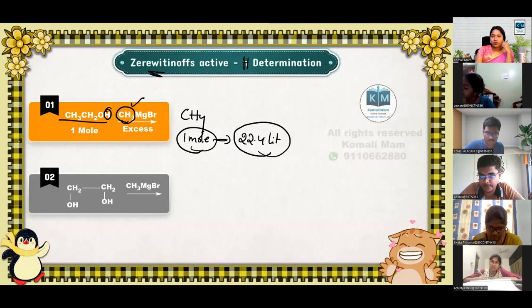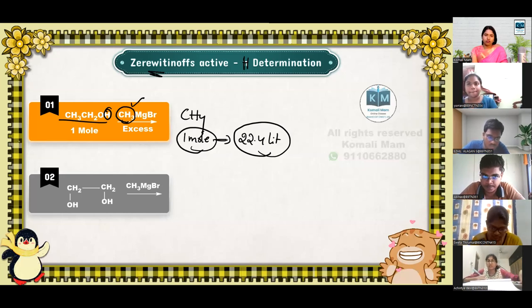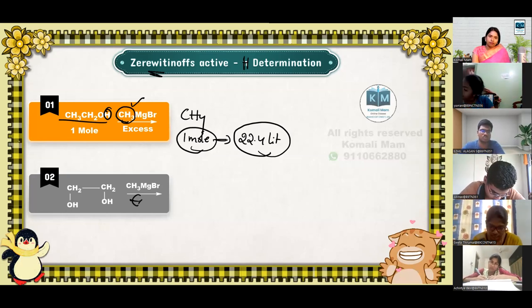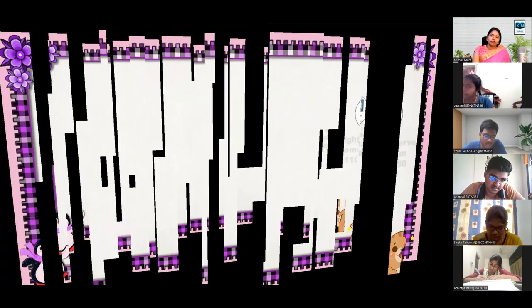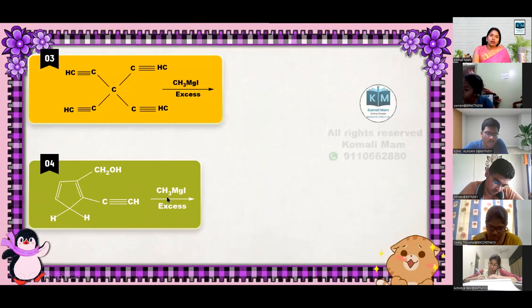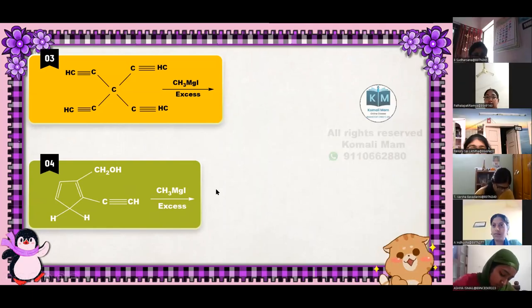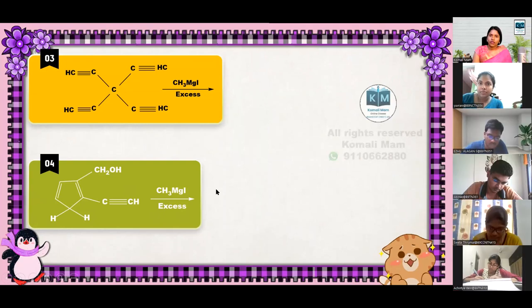Question number two. First copy the questions. Question number two, I'm going to the next page. Write excess here, excess. Next question. Your time starts now. Copy. Just 20 seconds.